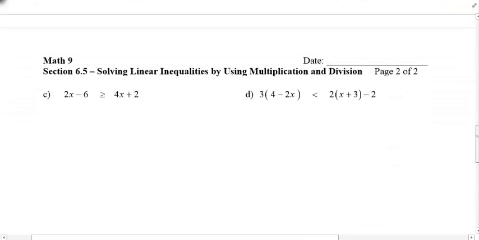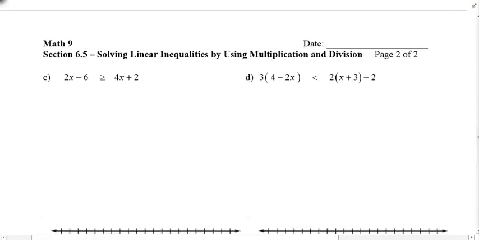Now in part C here, I see we have an inequality with variables on both sides. You can choose which side to move your x. It's up to you. I'm going to just subtract 4x because I like having x's on the left hand side. So 2x minus 4x is negative 2x minus 6, that's greater or equal to 2. Now I can continue on by just adding 6 to both sides. Negative 2x is greater or equal to 8.